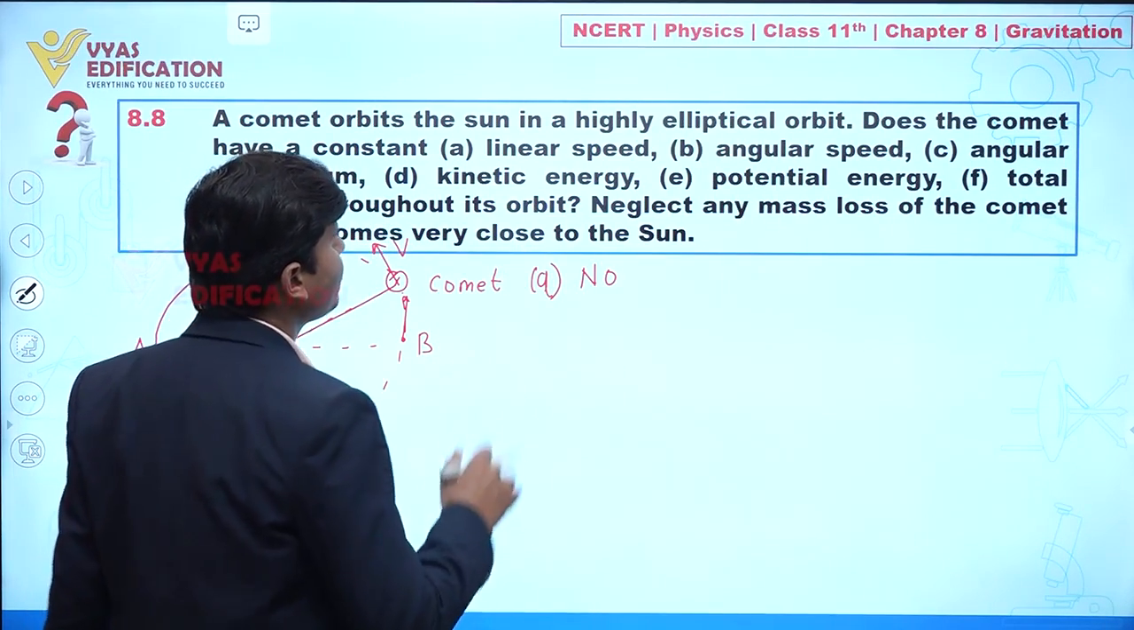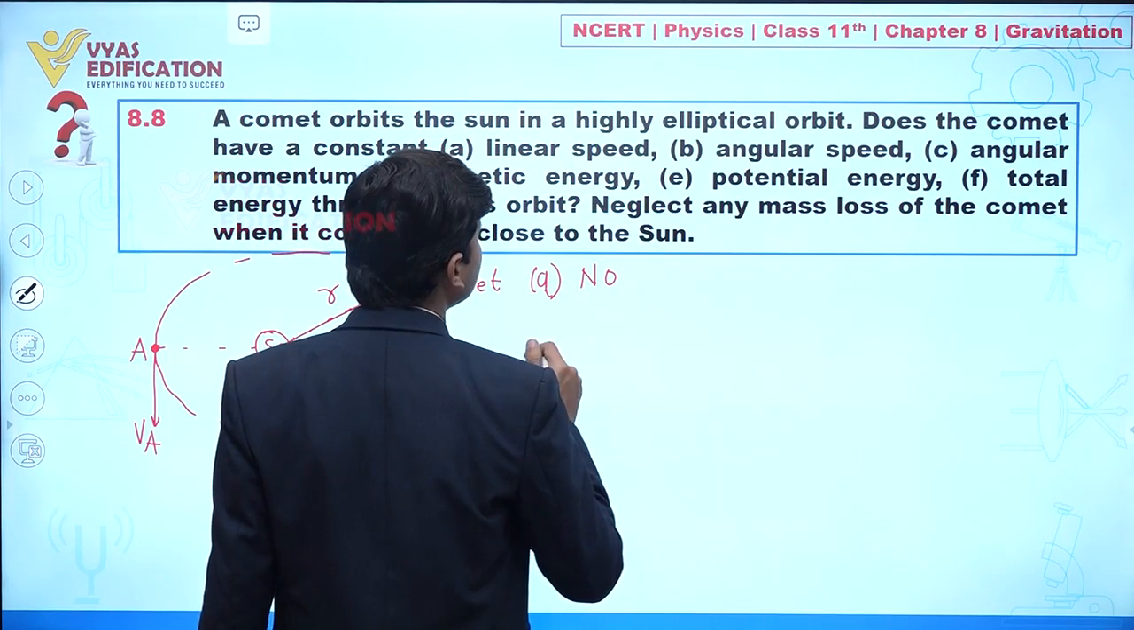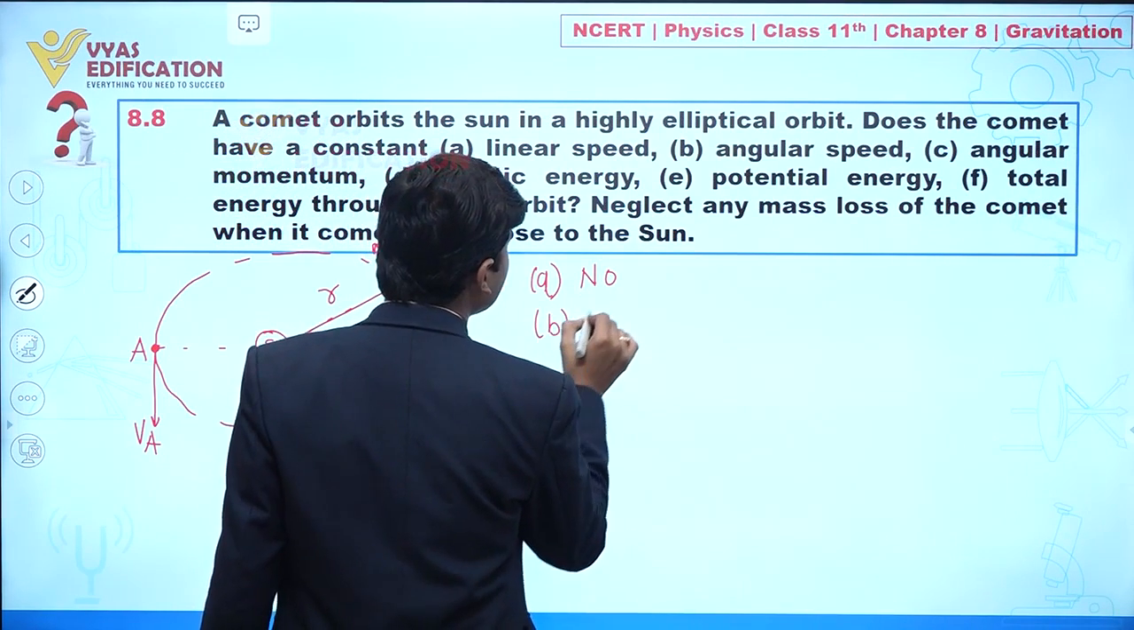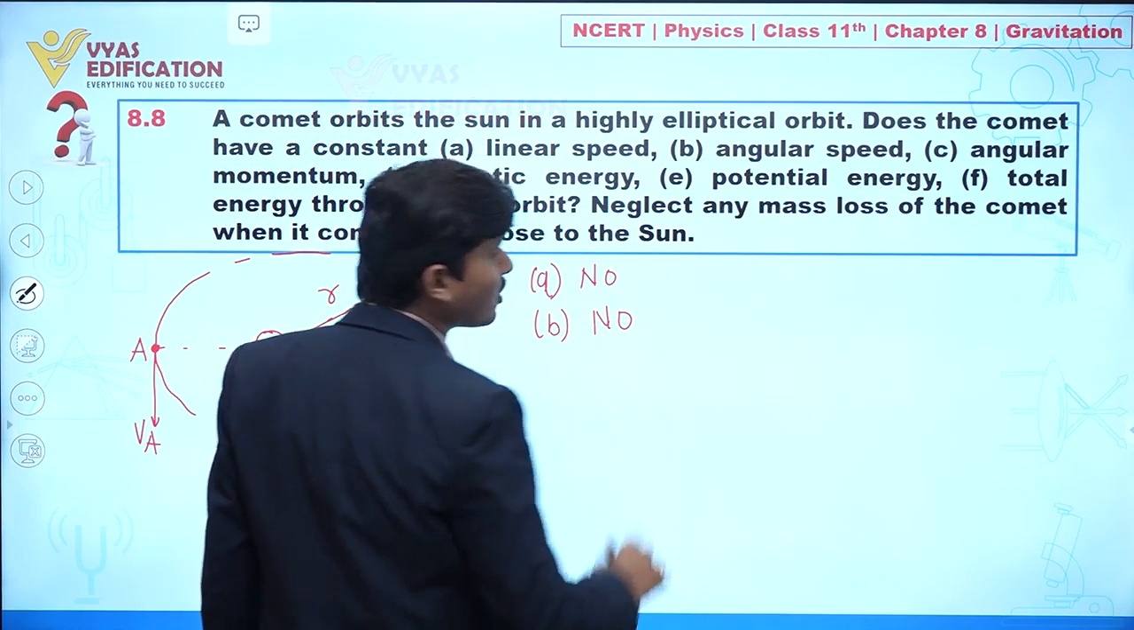Now if we are talking about angular speed, definitely we can say angular speed will also change.